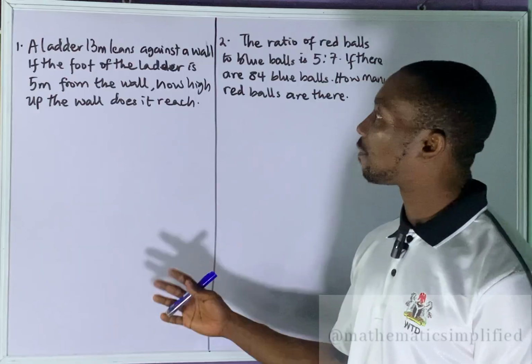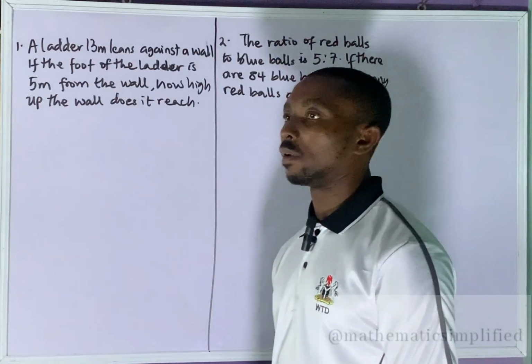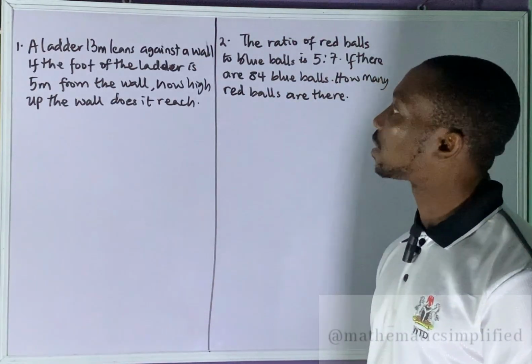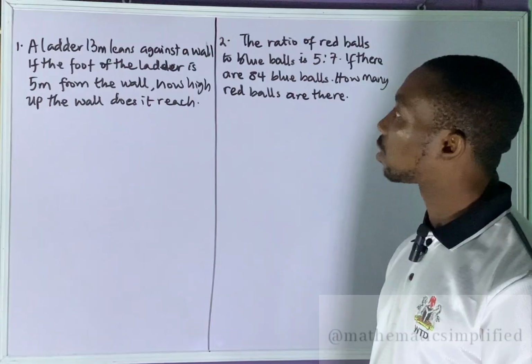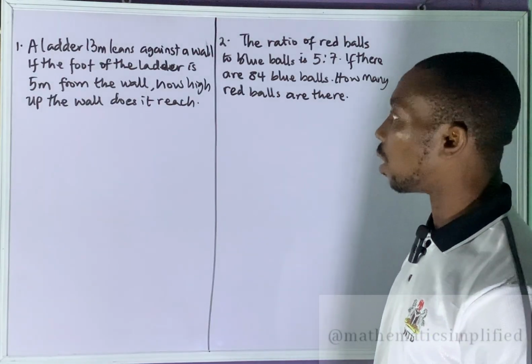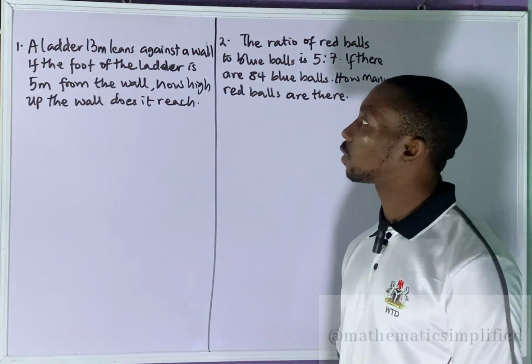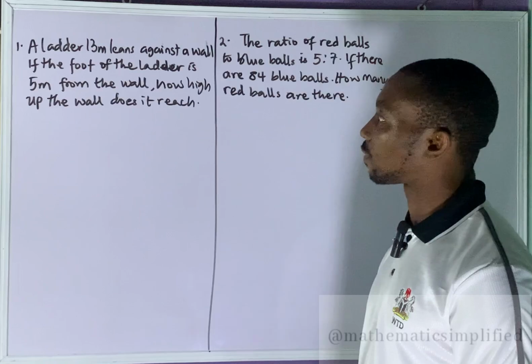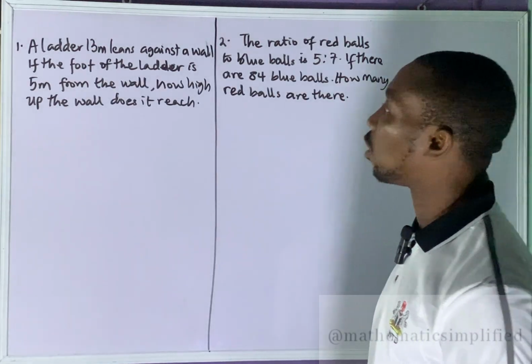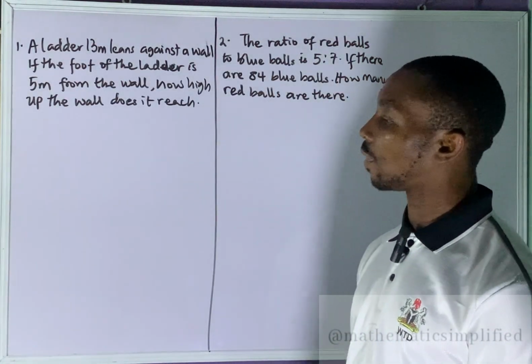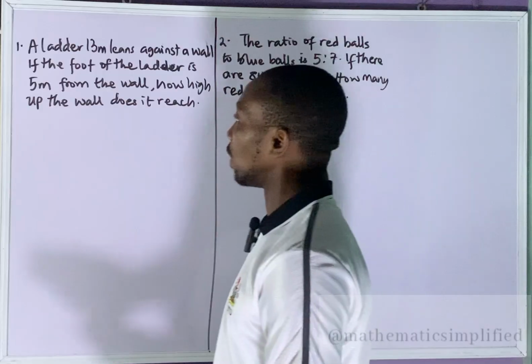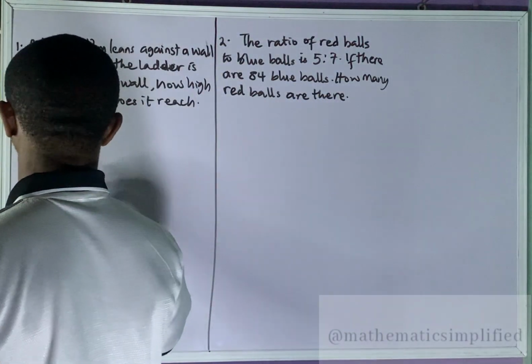Okay, now our first question says a ladder 13 meters long lays against a wall. If the foot of the ladder is 5 meters from the wall, how high up the wall does the ladder reach? Okay, now this, we are going to represent it a bit.